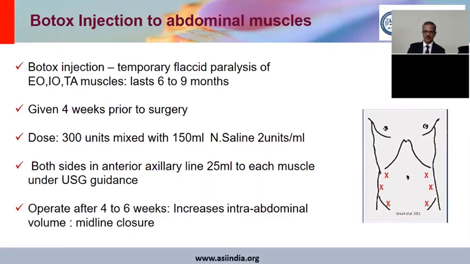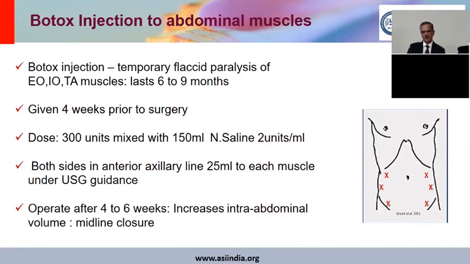So what's the dosage? We mix 300 units of Botox in 150 ml of normal saline, and this makes 2 units per ml. Then, under ultrasound guidance, we inject in the anterior axillary line on both sides, about 25 ml to each muscle.